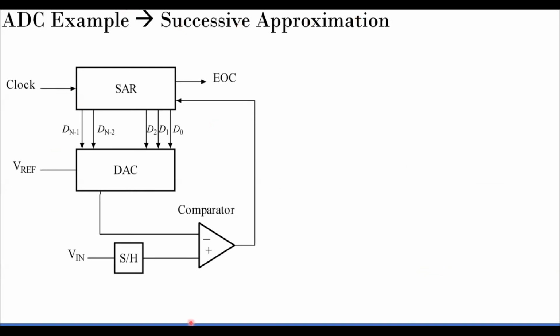So I will simplify it for you. You have a successive approximation register. SAR stands for successive approximation register. There is a clock here. This will produce, let's say, an n-bit output here. And there is a DAC which will convert this n-bit value into an analog signal, based on some reference value that you give. That analog signal will be compared with the input signal.